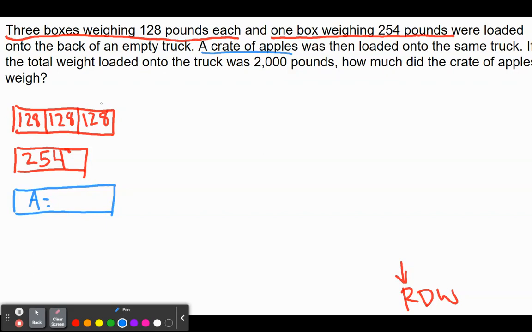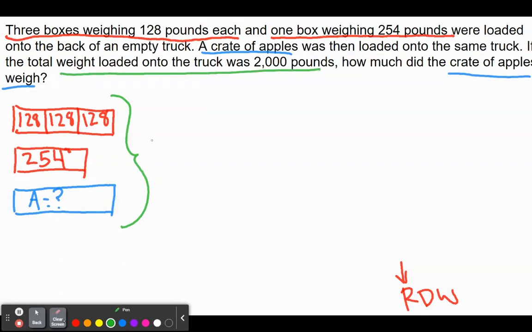If the total weight loaded onto the truck was 2,000 pounds, how much did the crate of apples weigh? Okay, so we don't know how much the crate of apples weighs, but what I do know is that the total weight loaded onto the truck was 2,000 pounds. So I know all together, all my boxes plus the crate of apples is going to be 2,000 pounds. All right. Now, let's go ahead and see if we can solve this, right? And figure out what the weight of the apples was.